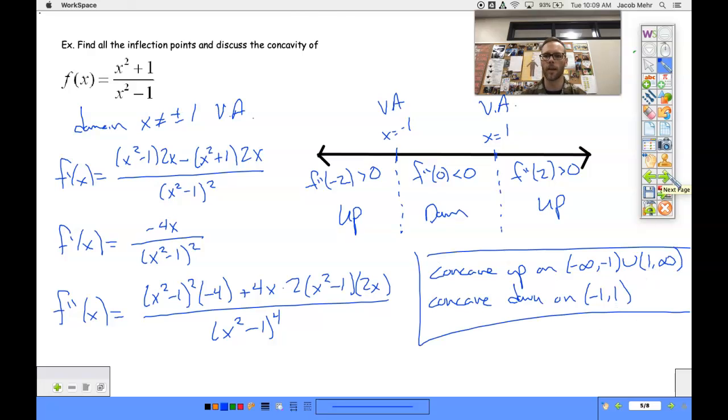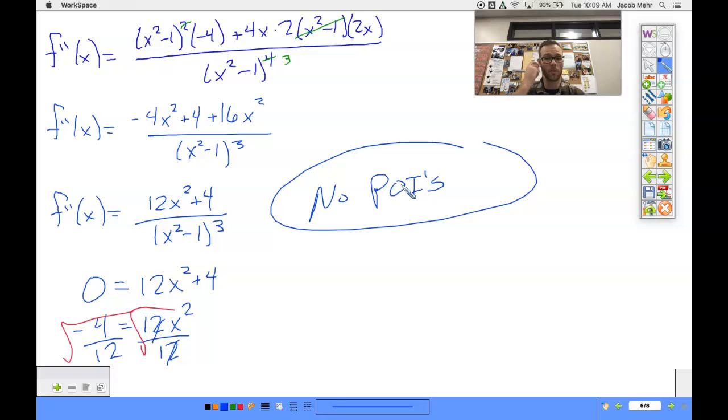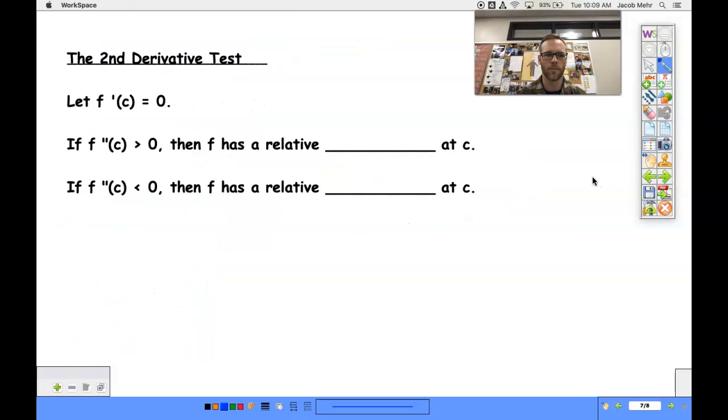There's our intervals of concavity and no points of inflection. Now, recall that we've been working a lot on extrema. And how can concavity help us with extrema? Well, we have something that we call the second derivative test.